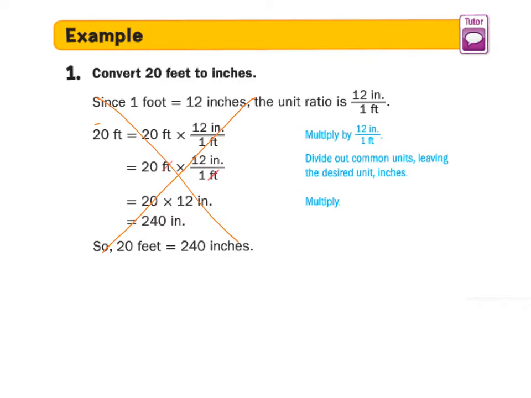So to start off, we look at our original problem, and we have 20 feet, and they want us to change it into inches. Our first step is to make this into a unit ratio. And unit ratio simply means that it's something over 1. So we're going to go over here and write down our 20 feet. And you have to have your labels with it. And we're going to put that over 1.